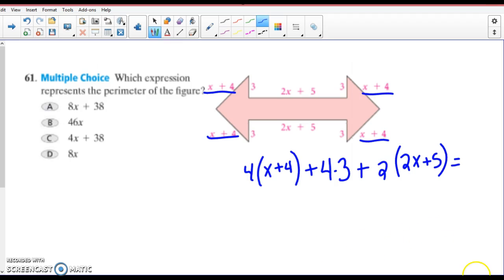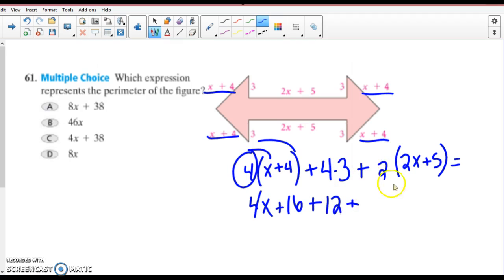What do you need to do here if you're simplifying this? Because now we need to simplify this. What do I need to do, Chloe? I need to use the distributive property. I need to simplify these. I need to multiply before I add. So when I distribute here, 4 times the quantity x plus 4. 4 times x is 4x. Positive 4 times positive 4 is positive 16. Plus 4 times 3 is 12.